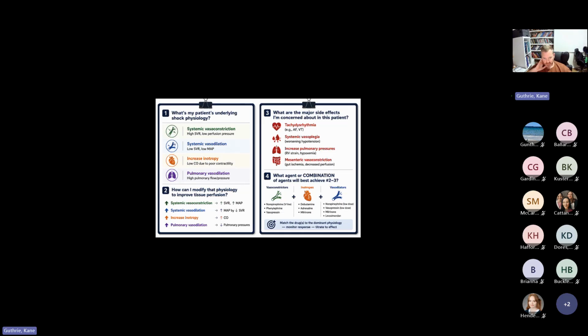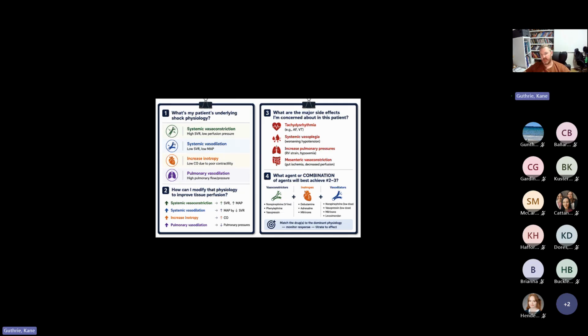If you want to increase systemic vasoconstriction, then you're going to increase the SVR, which will increase your MAP. If you want some systemic vasodilation where they've got congestion but are still shocked, you're going to increase your MAP with some inodilating agents that will drop your systemic vascular resistance. If you just want to increase their cardiac output, then you're going to go for an inotrope. And sometimes we want to do some pulmonary vasodilation as well, especially if they're getting congestion, and that's where we're going to lower our pulmonary pressures.